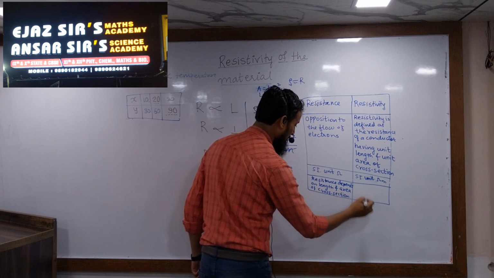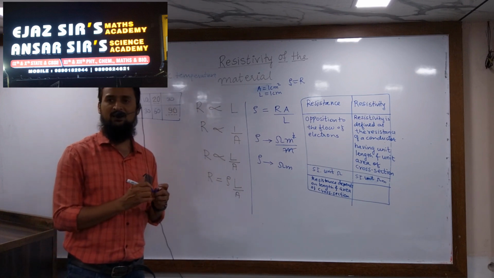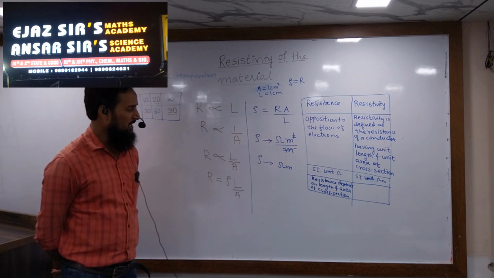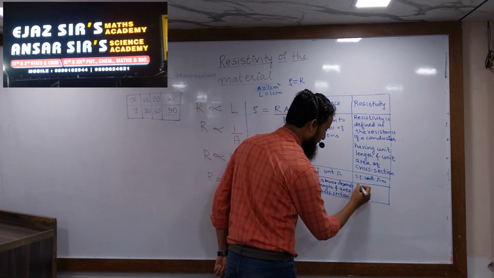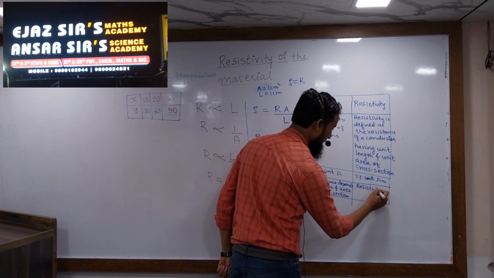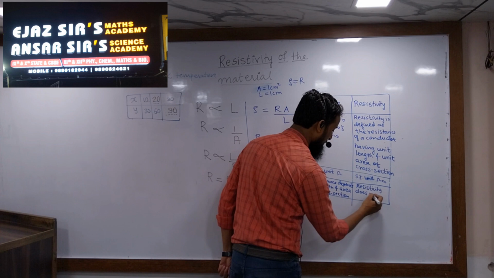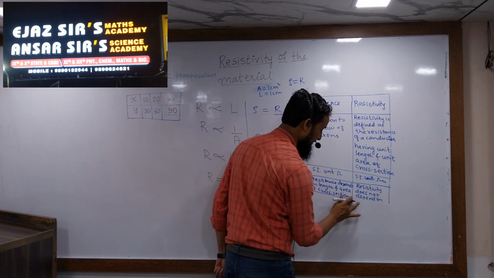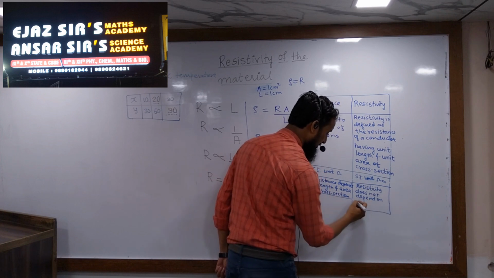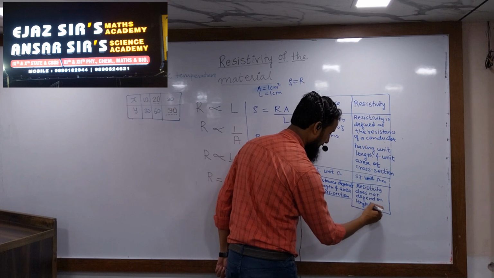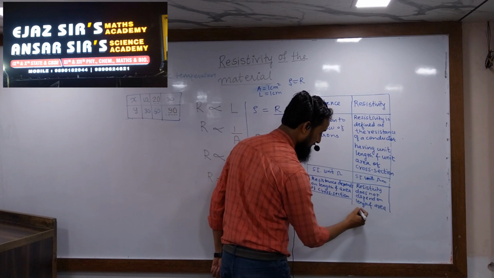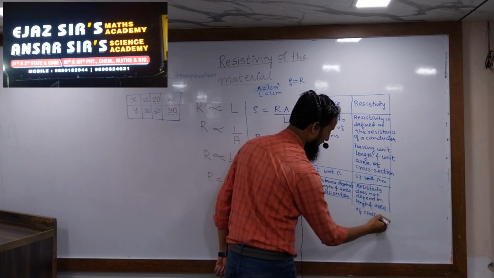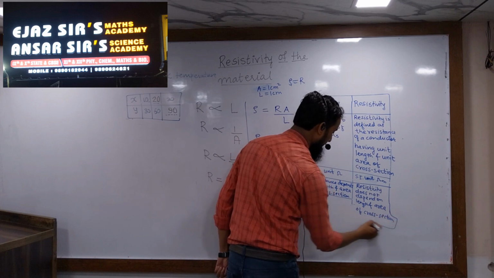Less area of cross section has more resistance. More area of cross section has less resistance. A longer wire has more resistance. A shorter wire has less resistance. But resistivity does not depend on length and area of cross section. Resistivity does not depend on length and area of cross section.